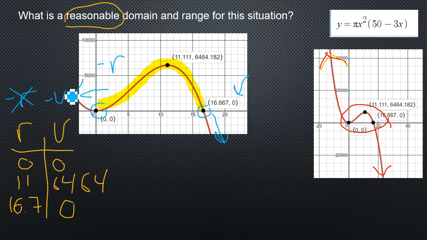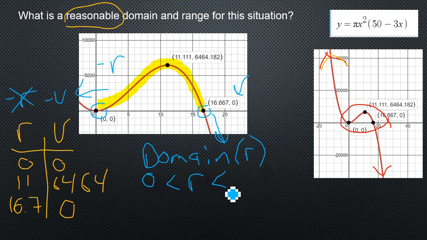So our reasonable domain is in this highlighted part. Remember our domain is from left to right, so in this case we're considering our radius, the radii that work. So our domain, the radii, go from 0 up to 16.7. So that's the largest radius we can get given these constraints, and remember the constraints were the height plus 3 times the radius has to equal 50. So we can't go above 50 for the height plus 3 times the radius. So this makes sense for the domain.